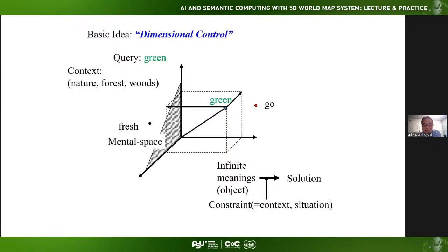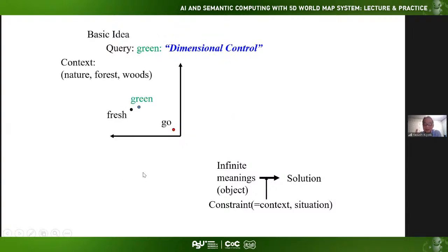How to manipulate? In this case, in the forest, we select Y and Z. We make a mapping to the two dimensions Y and Z. In this space, this corresponds to forest. Green means fresh rather than gold. Okay, this is our basic idea.